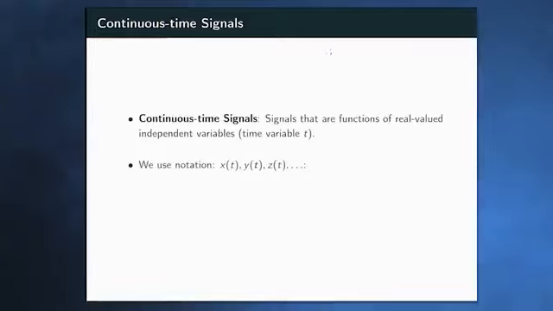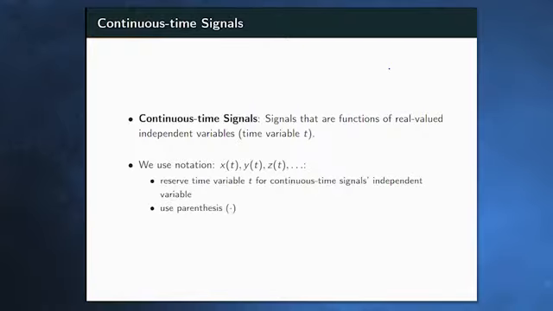I can draw a sine wave as my x of t. This is x of t, and the independent variable is t. So I have a sine wave here, more or less a sine wave, and t can take any real number. So we usually reserve the time variable t for continuous time signals as independent variable, and we use parentheses.